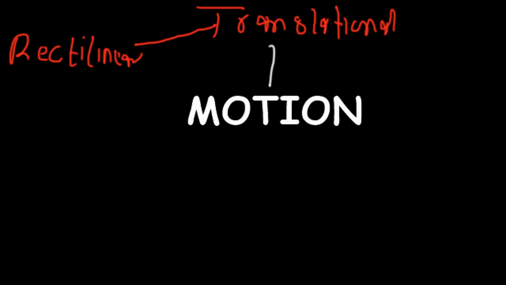So let's get into the second type of motion, which is known as rotational motion. So rotational motion is the movement of an object about its axis. An example of an object undergoing rotational motion is the earth. The earth rotates about its axis. So unlike translational motion, rotational motion also has a subtype, which is known as circular motion.